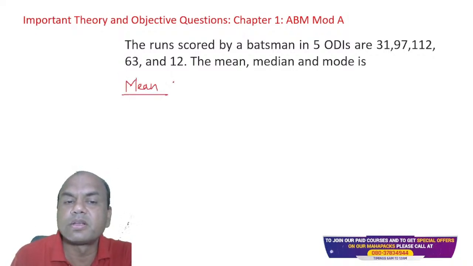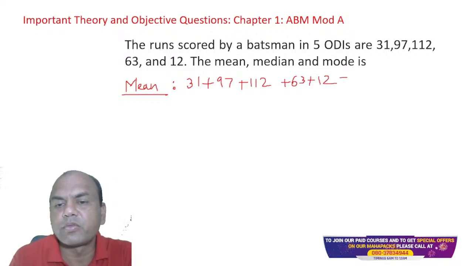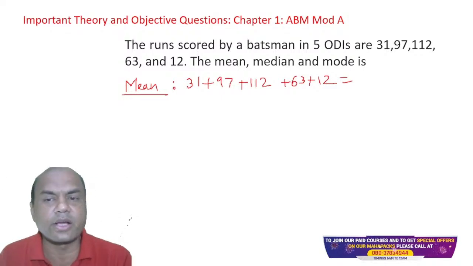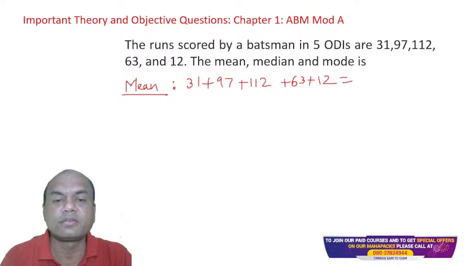Mean means what? Addition. Do the addition, everyone. 31 plus 97 plus 112 plus 63 plus 12. Add all of them. What is the answer you're getting, guys? Let me also try. First, I want the answer in the comment section from you.